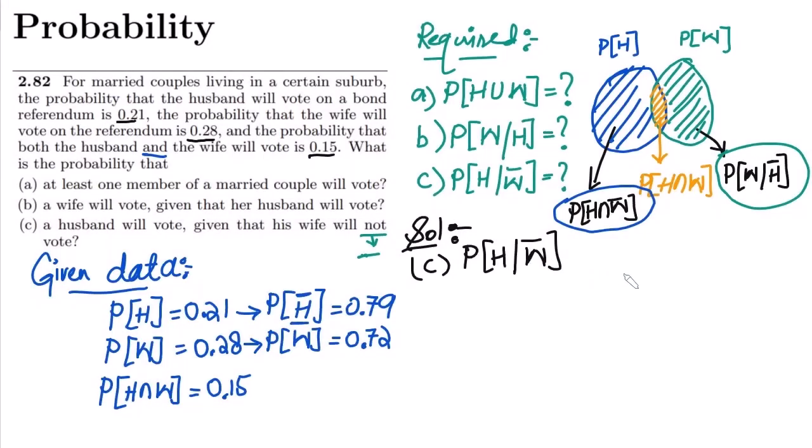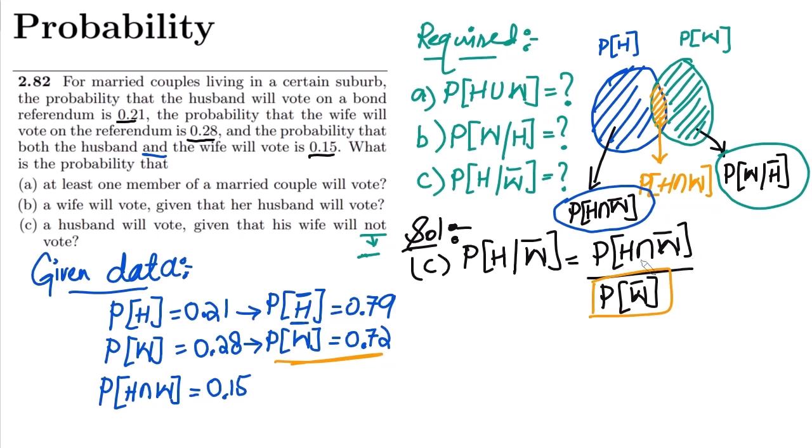Now, according to conditional probability, what do we have to find? In order to find it, we need the probability that the husband will vote and the wife will not vote, divided by the probability that the wife will not vote. Now, we have this data which is already known, but we don't know this one. So how do we find it? We know this probability is already given, but in order to find the other one, what do we have to do?